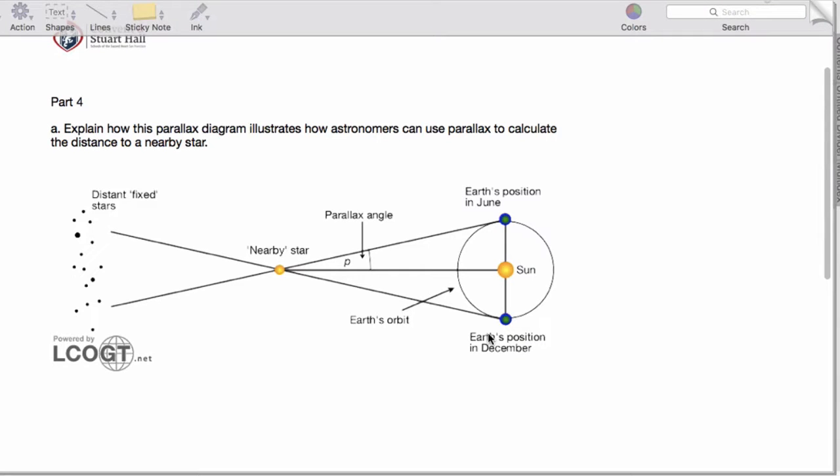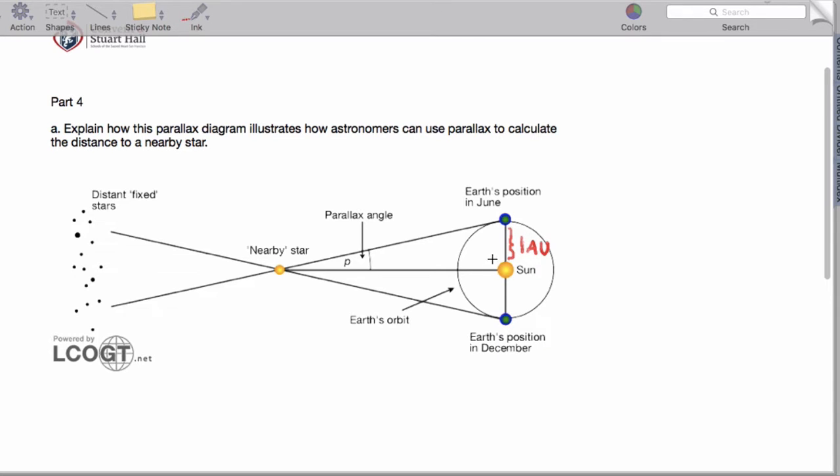All right, for part 4, we're actually going to use a little bit of SOHCAHTOA here, believe it or not. So here's some things that we know. Here's Earth going around the Sun. Its position is here in December, and then it goes around the Sun, and it's here in June. And we already know this distance here is 1 astronomical unit. That's about 93 million miles.